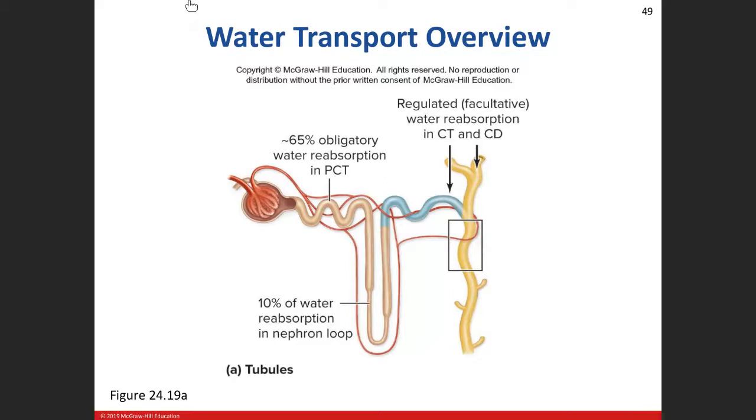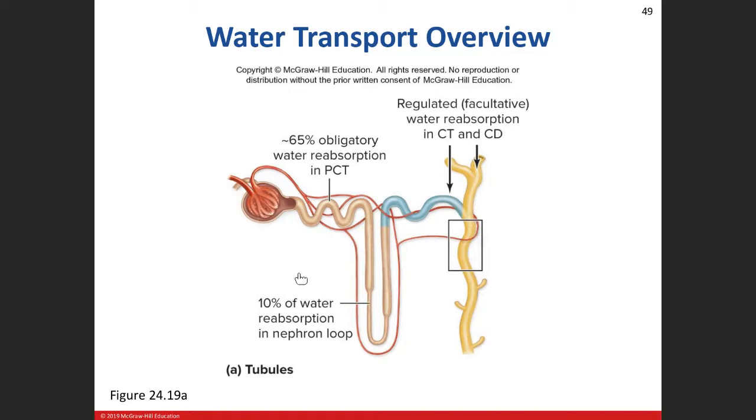So here you can see, we talked about sodium already. Water is going to be very similar. We call it obligatory water resorption because it's following the sodium. So that water follows the sodium. We have 65% resorption of sodium in the proximal convoluted tubule. So is water, because it follows the sodium here. We get a smaller amount in the nephron loop. Again, we'll talk about that in just a little bit.